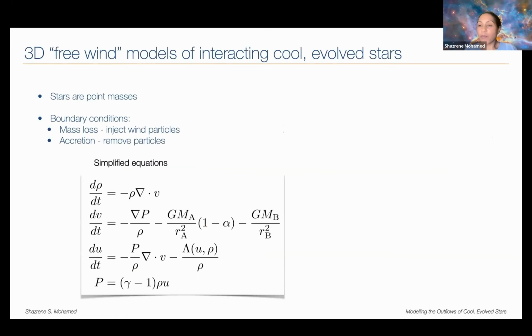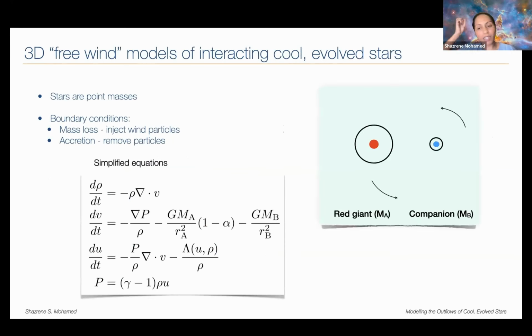The way that these models have been done, the majority of them more recently, have included both the wind and the accretor. The way that we do this is you don't model the star again. You have this freely expanding wind. You have a boundary condition at the surface of the star where you inject your flow. You can see the gravity here, so the two stars are point masses. This is M_A, so you can see in the second equation, here's the gravity, the acceleration due to the red giant, and this is the acceleration due to the companion.